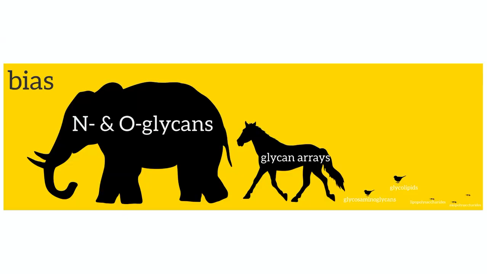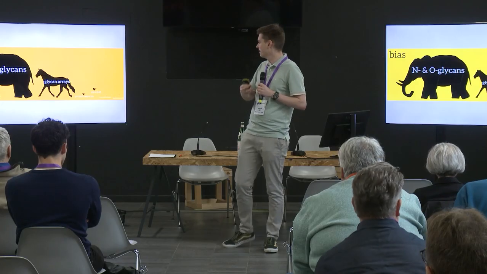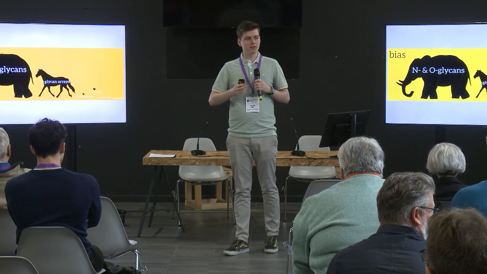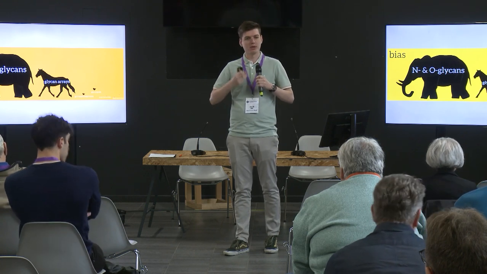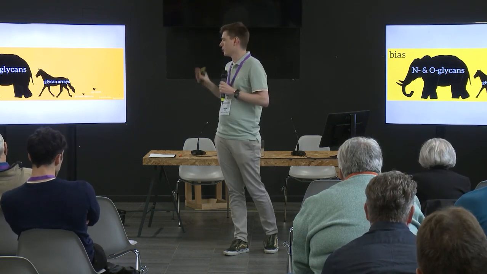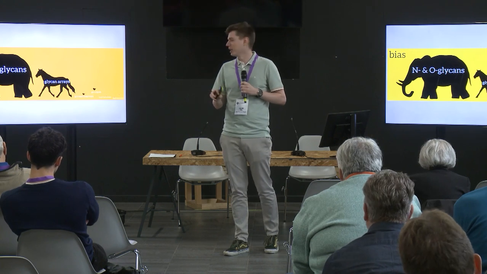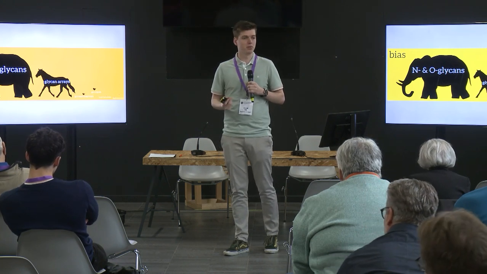Now, we've mentioned all of these resources, and it's worth mentioning at this point that there is an inherent bias in this. We can see that by the size of these animals: we have more data for things like N- and O-glycans than we do for glycan arrays. And if we compare that to, I don't know how well people can see it, on the right-hand side we have these little ants, so things like exopolysaccharides and lipopolysaccharides. If we have more data for something, we're able to make more resources for it. So it's worth mentioning that in all of these, there is an inherent bias towards N- and O-glycans, just because we have more data on them.